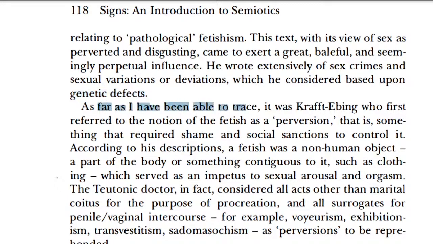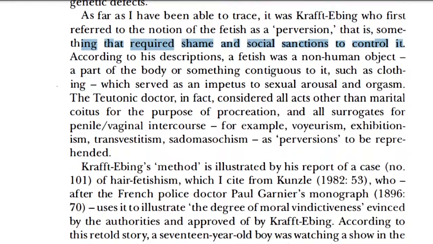As far as I have been able to trace it, it was Krafft-Ebing who first referred to the notion of the fetish as a perversion, that is, something that has required shame and social sanctions to control it. According to his descriptions, a fetish was a non-human object, a part of the body or something contiguous to it, such as clothing, which served as an impetus to sexual arousal and orgasm.